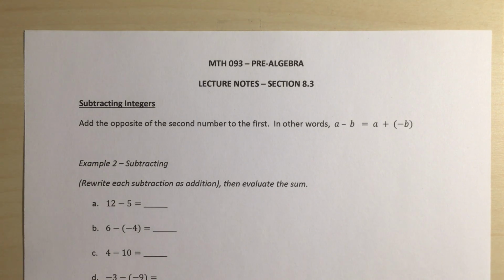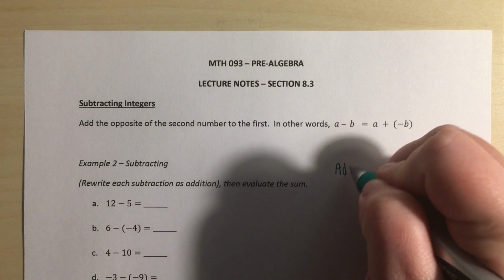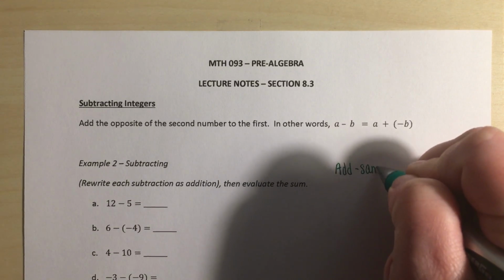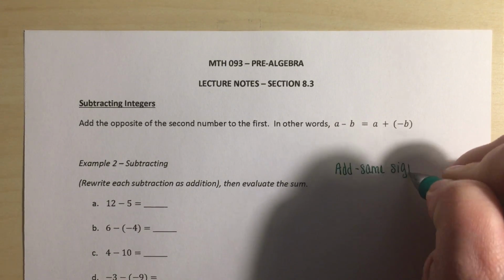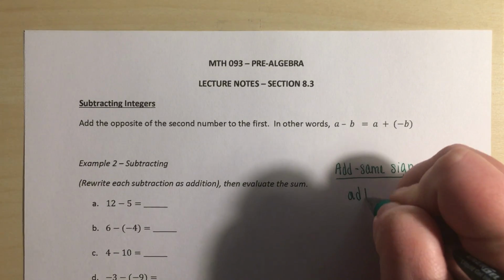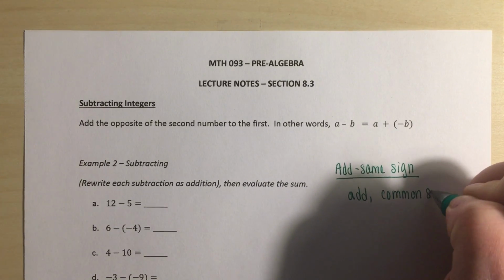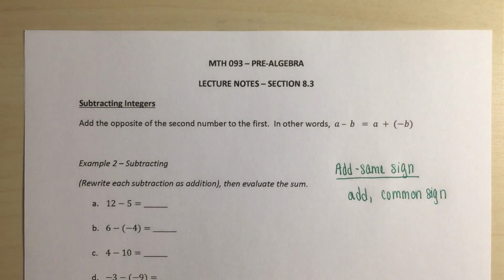And as we're going through, again, we're referring back to our rules for addition from the previous section. So remember when we were adding numbers that had the same sign, so two positives or two negatives, in order to do those, we added and we used the common sign in our answer. Positive plus positive gave us a positive answer. A negative plus negative gives us a negative answer.